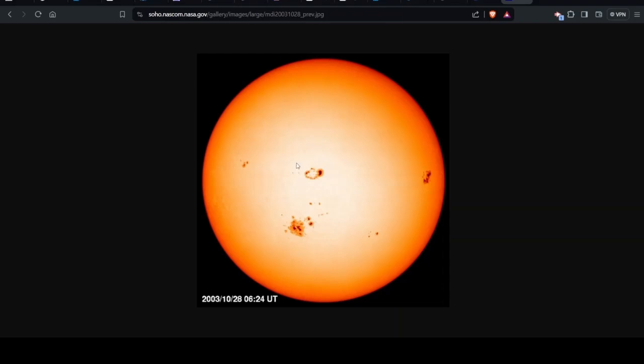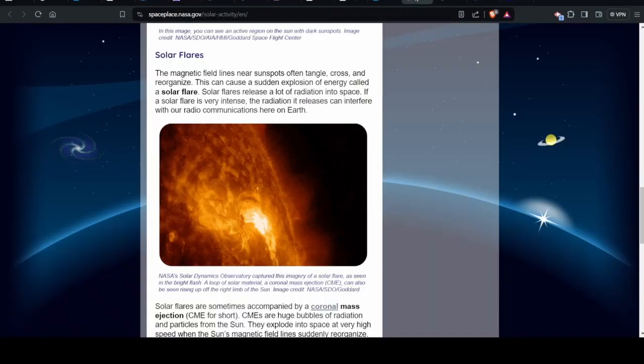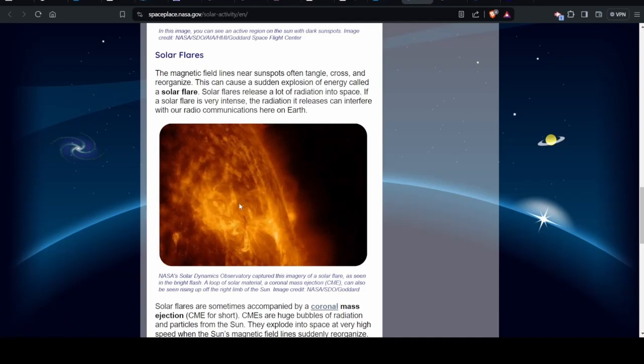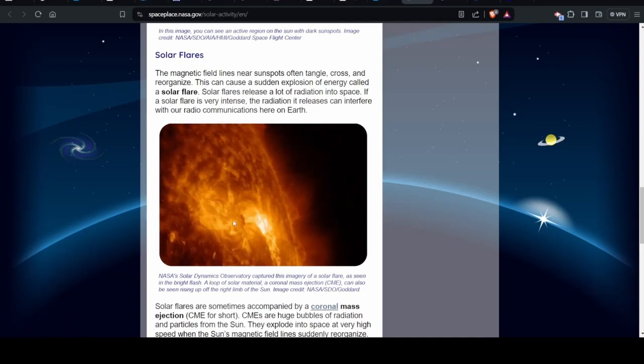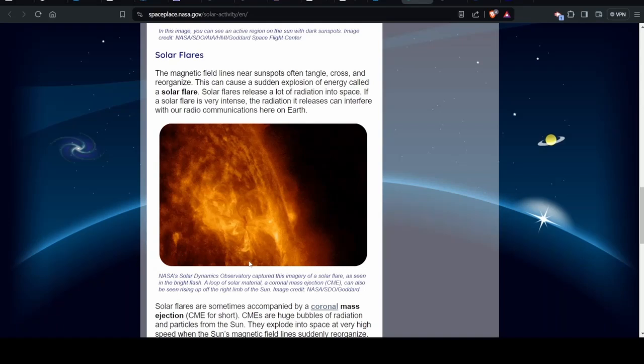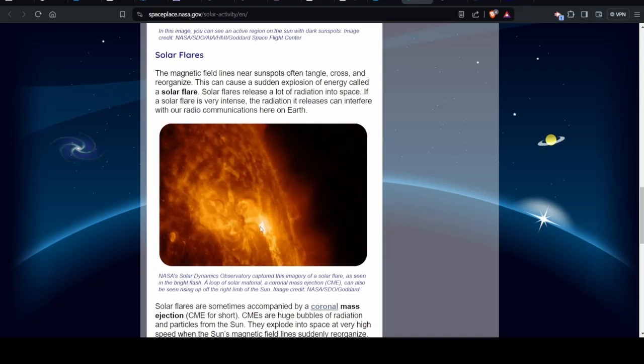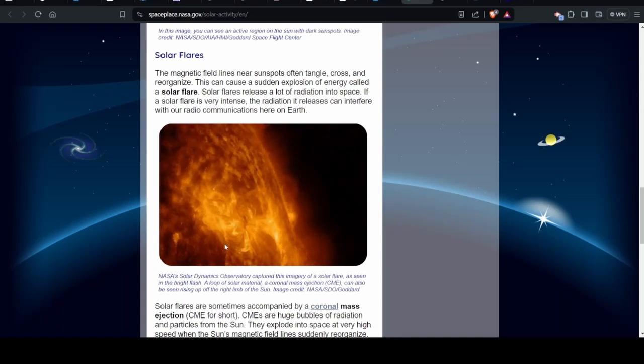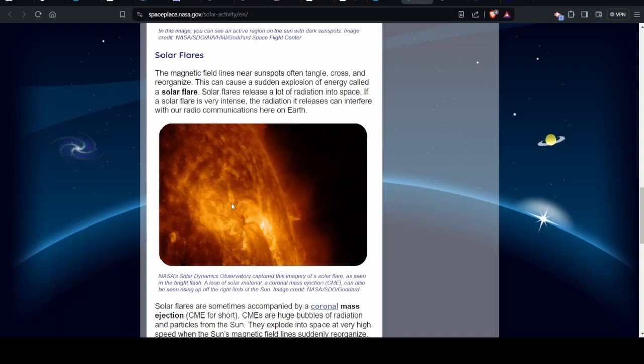So the magnetic fields can get tangled and twisted and produce what's called a solar flare. And again, part of that tangling is caused by the differential rotation of the sun. So over here there's a bit of an animation of a solar flare actually erupting. Right in the center here, that bright spot is the solar flare.